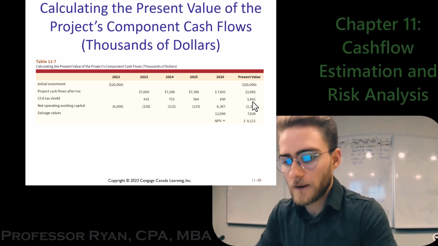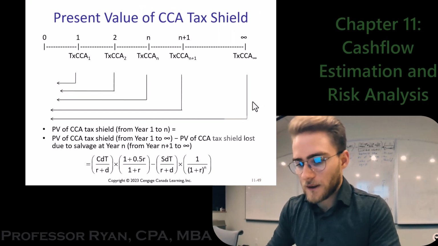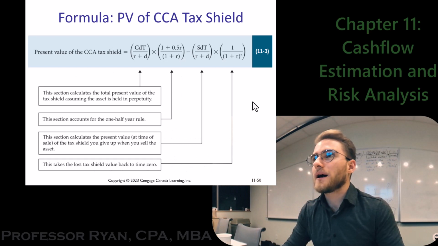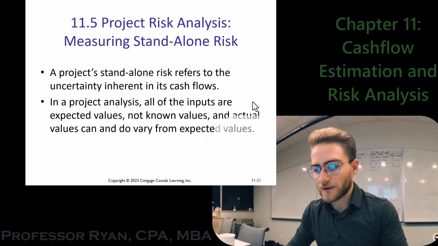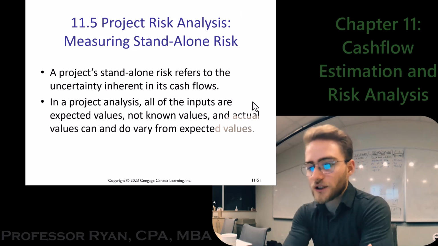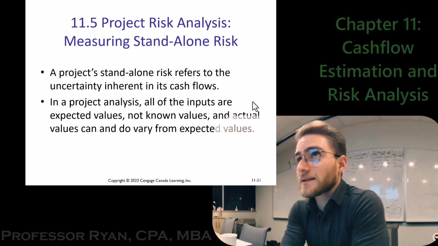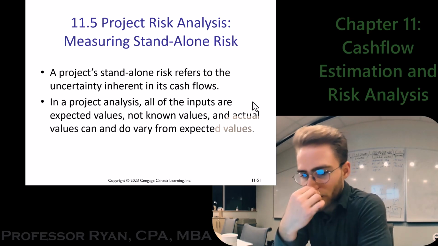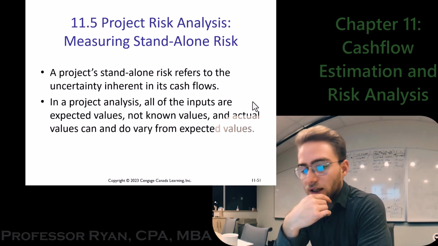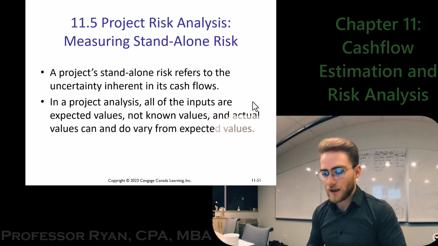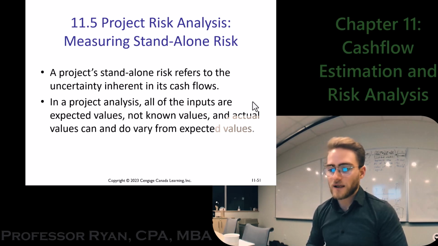All right. So this kind of breaks down what I just showed you, what I wrote on the board, but I figured it was easier if I went through it step by step. All right, so project risk analysis, so measuring standalone risk. A project's standalone risk refers to the uncertainty inherent in its cash flows. In a project analysis, all of the inputs are expected values, not known values, and actual values do vary from expected values.